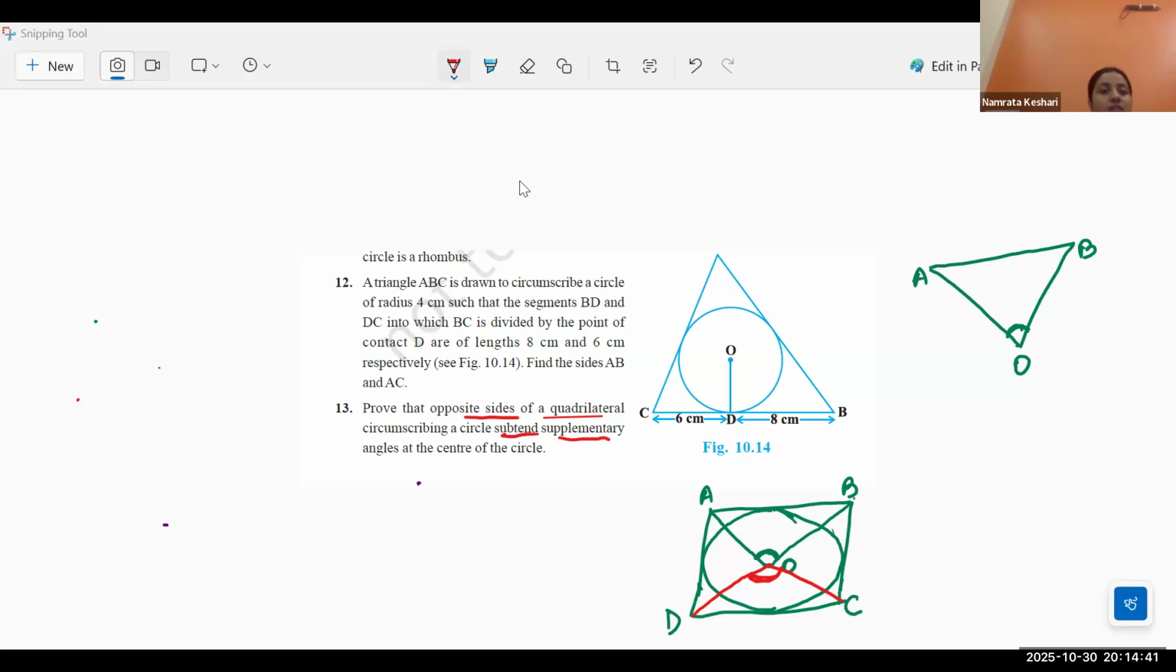Here what the question says is that you have to show that angle AOB plus angle COD equals 180.